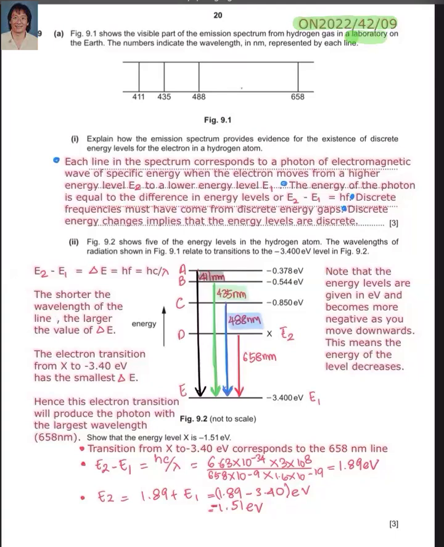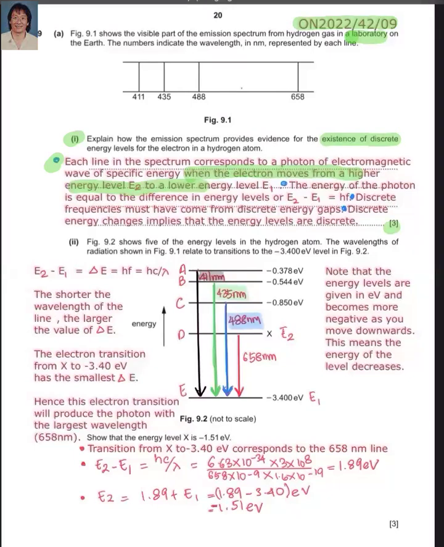Part 1. Explain how the emission spectrum provides evidence for the existence of discrete energy levels for the electron in the hydrogen atom. This question carries 3 marks. Therefore, you have to say any of the 3 points stated in blue here. Number 1, each line in the spectrum corresponds to a photon of electromagnetic wave of specific energy, therefore specific wavelength and specific frequency, when the electrons move from a higher energy level E2 to a lower energy level E1.